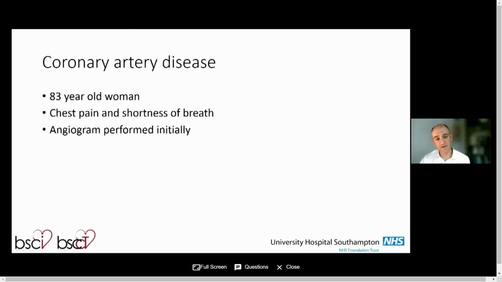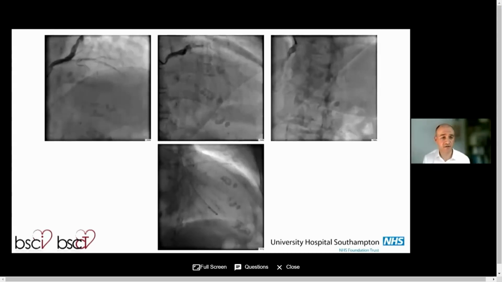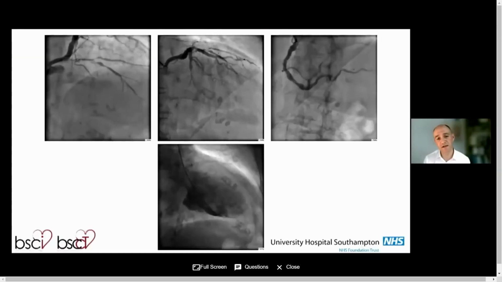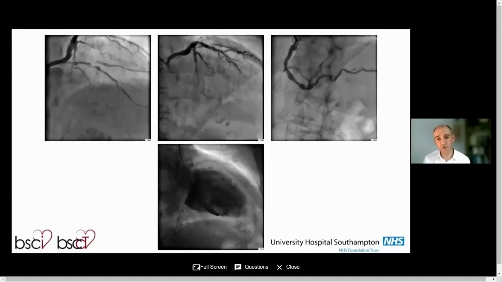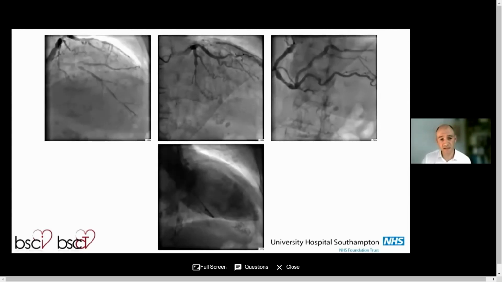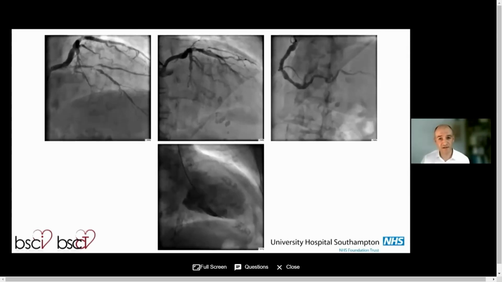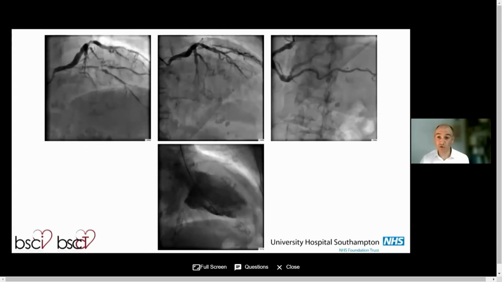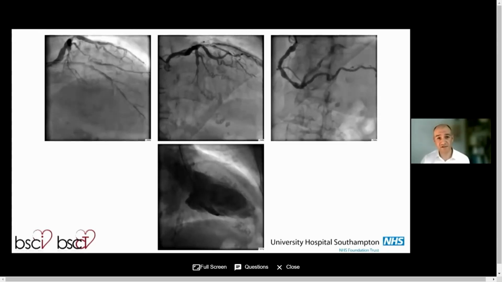Now, this study was done a while ago, and so the investigation of choice initially after an echo was to perform an angiogram, because there was genuine concern that this was angina. And here, hopefully, you can see a selection of her angiographic pictures, including her LV gram. And I think you'll all agree there is quite extensive diffuse 3-vessel coronary artery disease and impairment of left ventricular systolic function. It's not clear at all if any one of these lesions is responsible for her recent onset of chest pain.